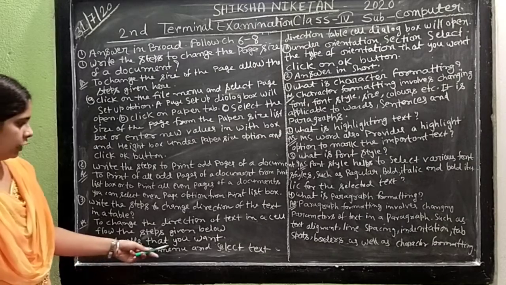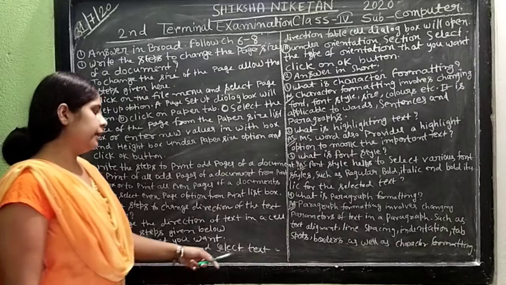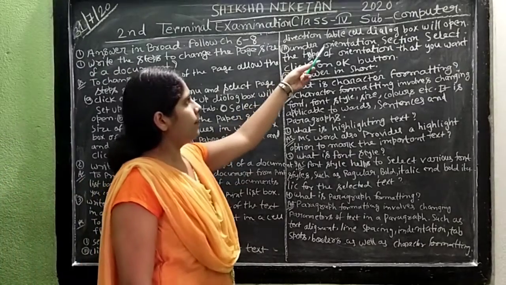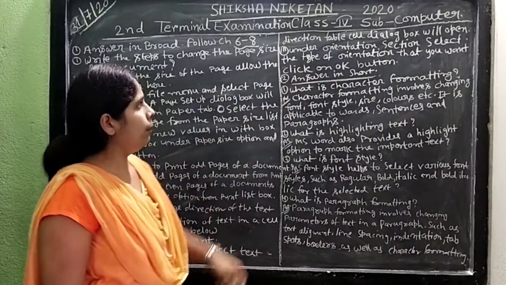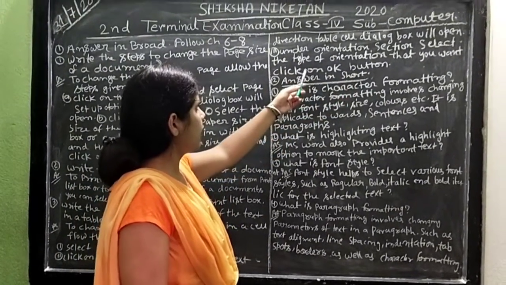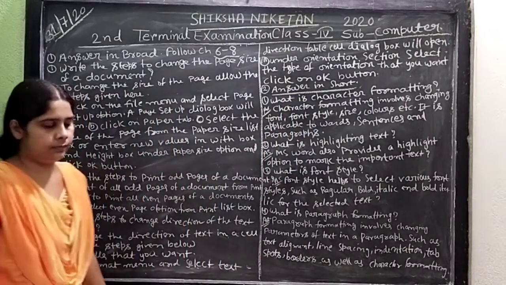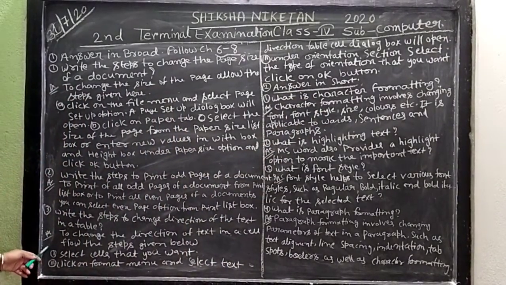Select the cells that you want. Click on the Format menu and select Text Direction. The Text Direction Table Cell dialog box will open. Under the Orientation section, select the type of orientation that you want. Click on the OK button.